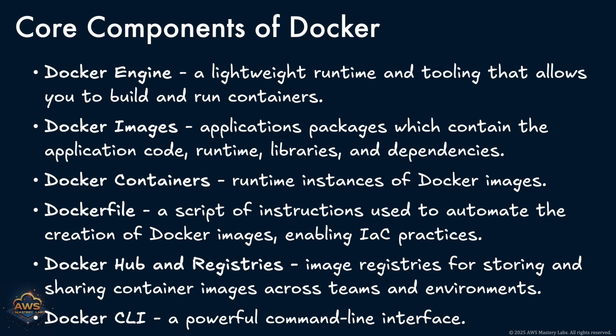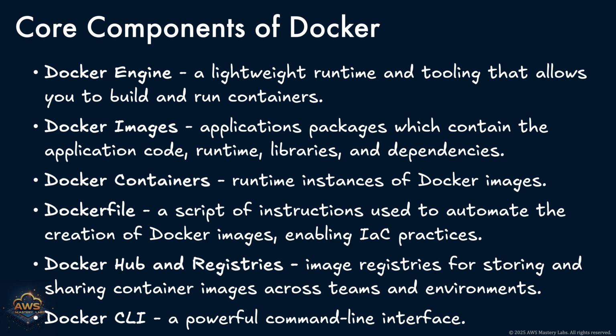Next, we have Docker images. Think of an image as a blueprint for a container. It includes everything your application needs to run: the code, system libraries, runtime, and any dependencies. Images are built once and can be reused across environments, ensuring consistency between development, testing, and production.